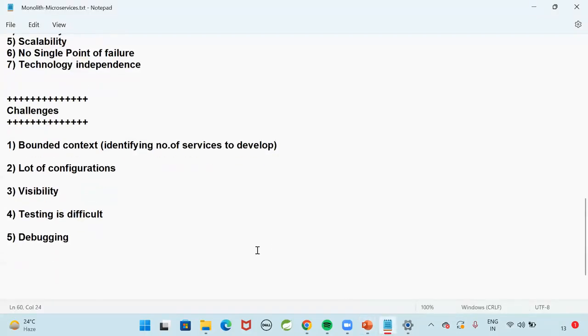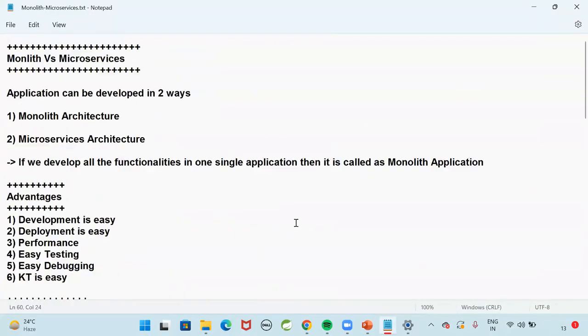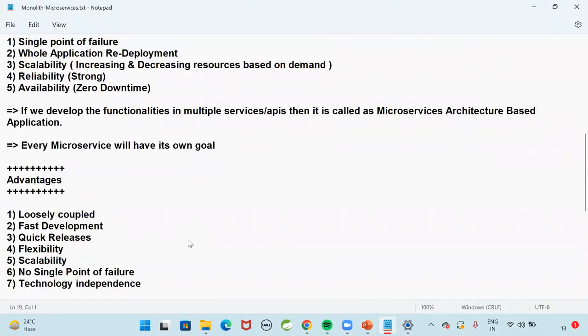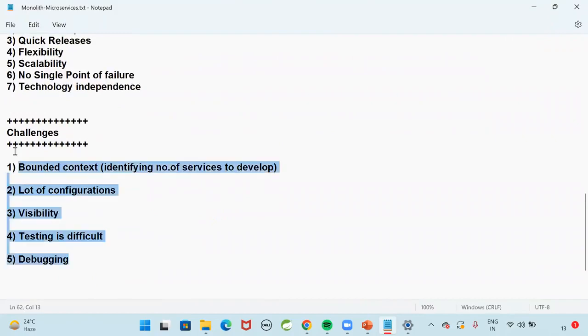Guys, are you able to understand what is monolith and what is microservices? So disadvantages, we don't call them disadvantages, we will call them challenges. So we can consider these the challenges or disadvantages of microservices.